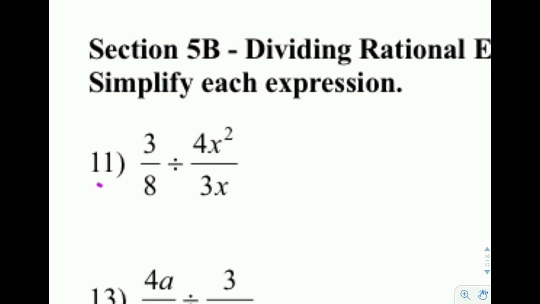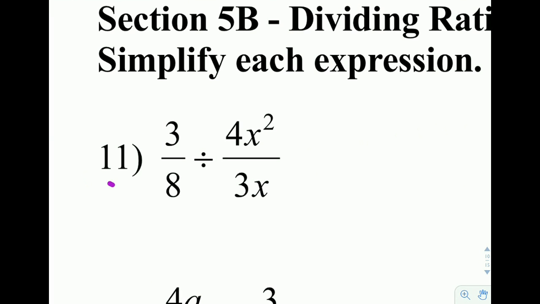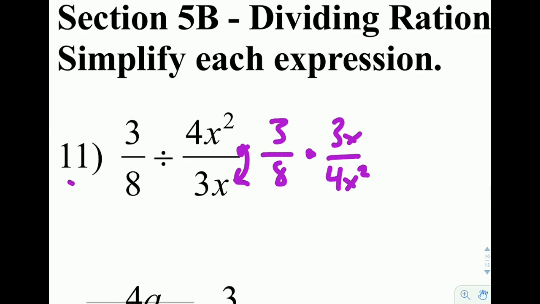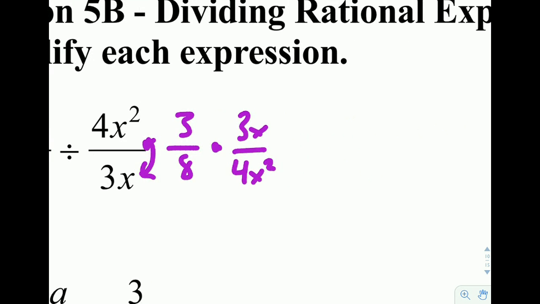So if we go down to number 11, you see we have 3/8 divided by 4x squared over 3x. What we could say instead is 3/8, we keep the first one the same, times the flip of the second. So this one gets flipped. So we have 3x over 4x squared. And then we solve it just like the earlier problems, the multiplication problem.